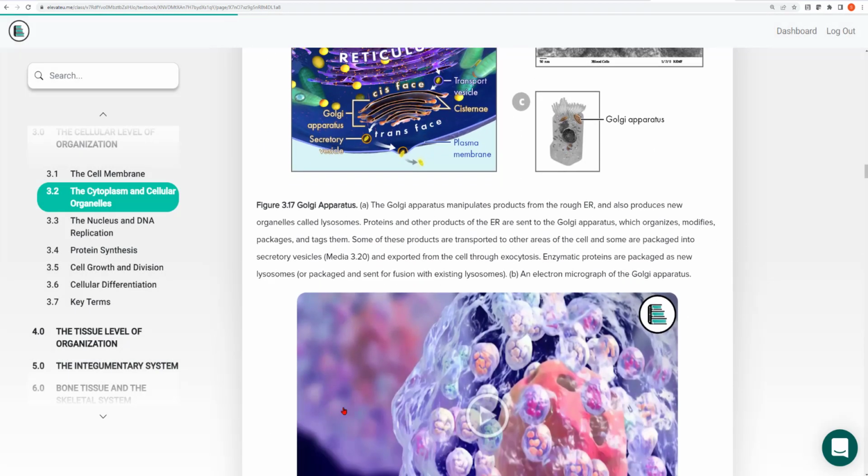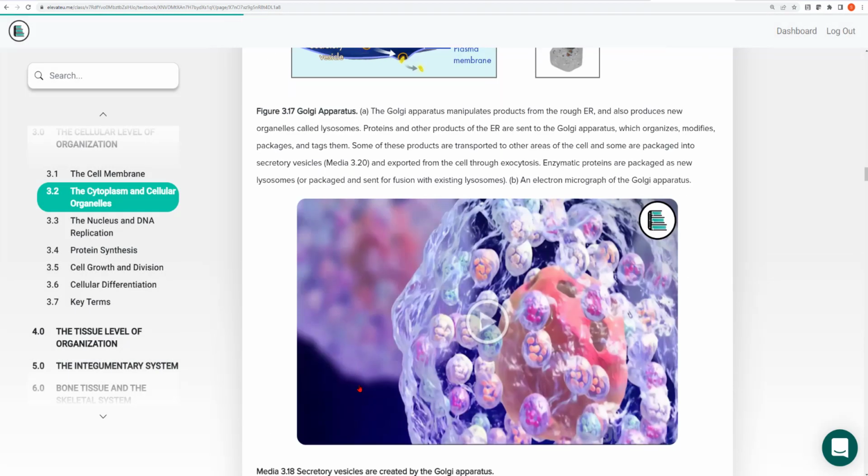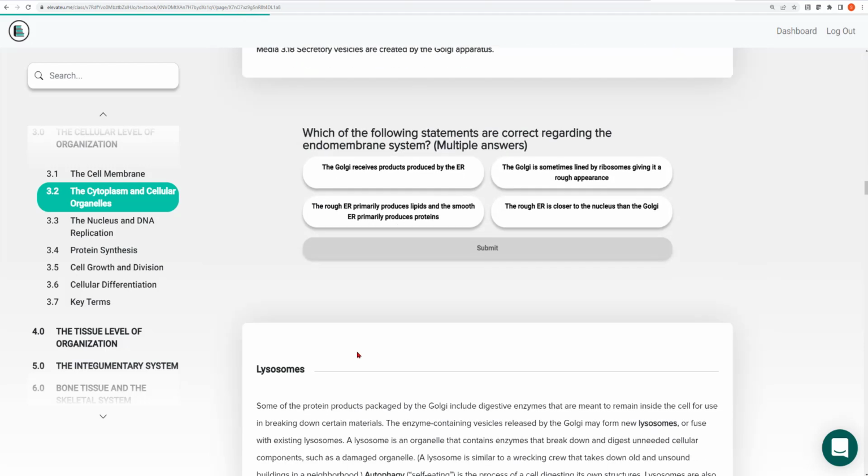Again, this is the level of understanding that I want you to know for these organelles. Watch the videos. They'll help you get a visualization of what's going on.